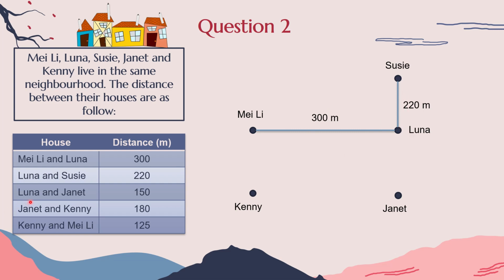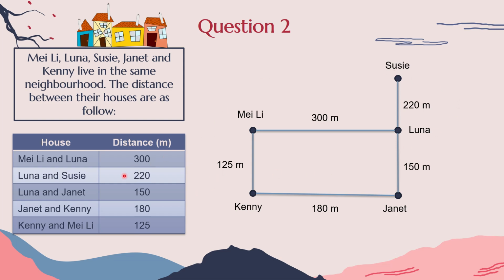Next is Luna and Janet. Down here, this is the edge. This is the distance between Luna and Janet, which is 150 meters. And then Janet and Kenny. Now we draw the edge like this. The distance between these two houses is 180 meters. Now from Kenny to Melly, the last one, is 125 meters.